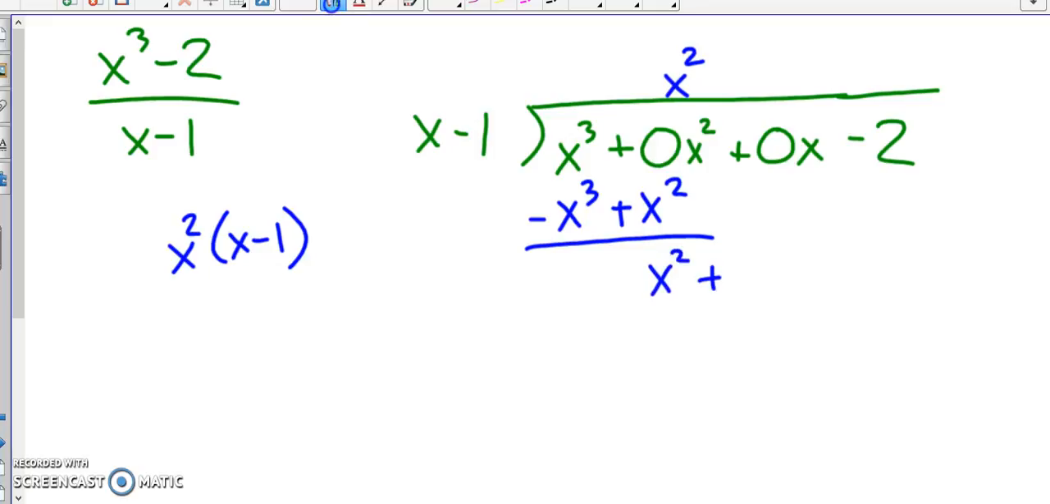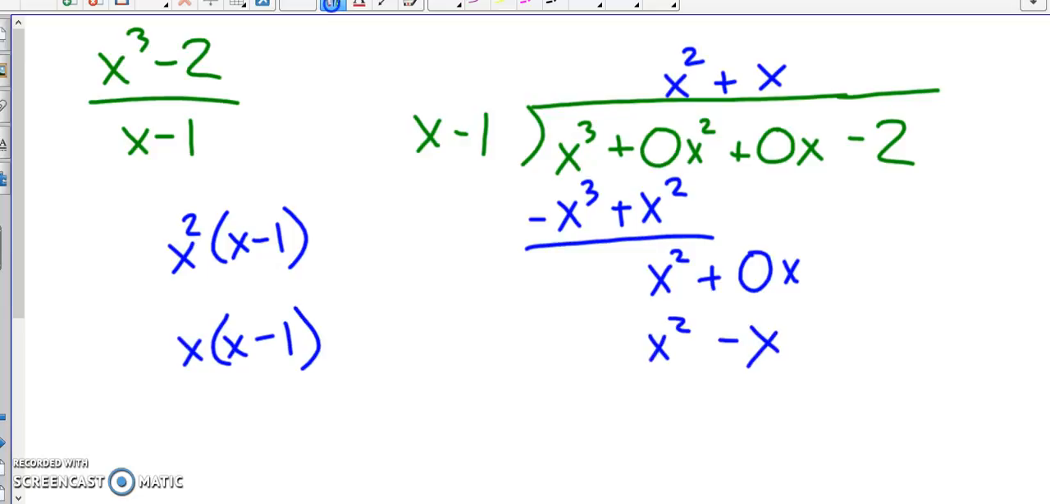I can bring down my plus 0x. And then I continue the process. So I look at x, and I look at x squared, and I say, okay, what do I have to multiply x by to get x squared? The answer, of course, would be x. So this is plus, whoa. Come on, blue marker, work with me here. There we go. Plus x. So then I have x times x minus 1, which would give me x squared minus x.